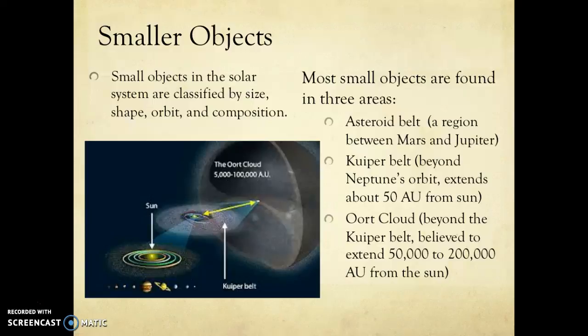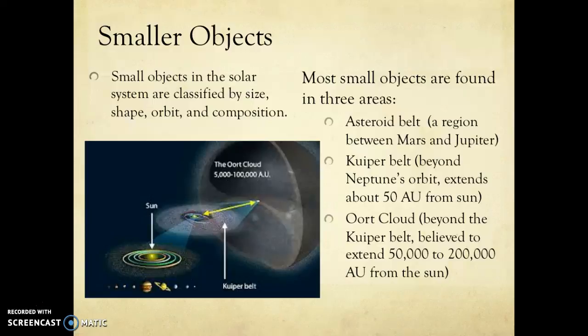And then, past the Kuiper belt, we have what we call the Oort cloud. And that, scientists aren't entirely sure exactly how far it goes. We can't exactly tell. But scientists believe that it extends somewhere from 50,000 to 200,000 AU from the Sun. So this is a huge cloud around the Sun, around the whole solar system, actually.